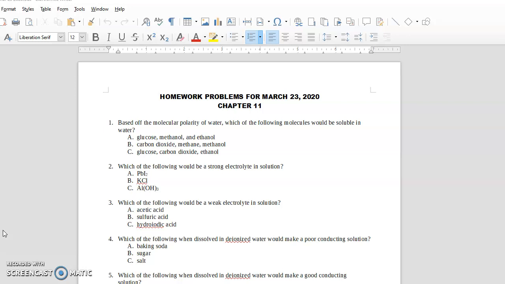Number 2, which of the following would be the strong electrolyte in solution? And the answer is B, KCl, potassium chloride. Number 3, which of the following would be a weak electrolyte in solution? And of course that would be A, acetic acid. Number 4, which of the following, when dissolved in deionized water, would make a poor conducting solution? And of course that is B, sugar. The other two will form ions.